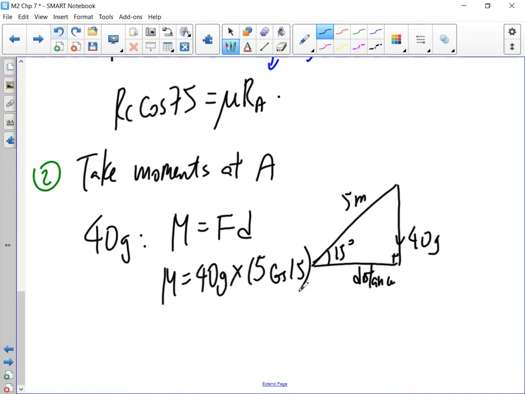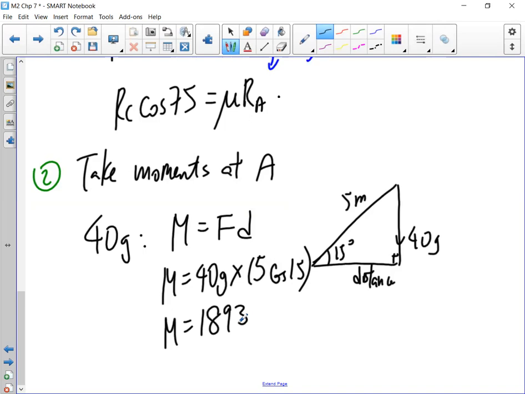Do you want to put it in a calculator? You can, or you don't have to. Let's do it. Why not? 40 times 9.8 times 5 cos 15. Make sure you calculate in degrees, not radians. You get 1893.21462. So I'm going to store this value in the calculator.